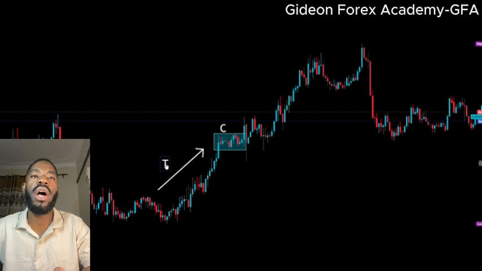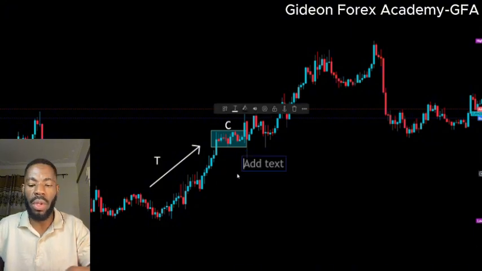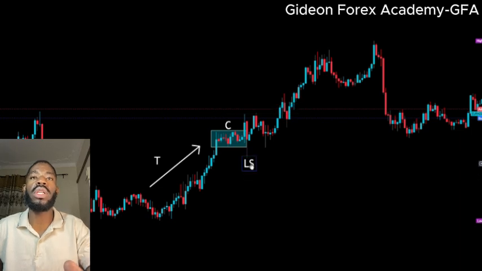So after you identify the trend, there is a consolidation that happens. This is the strategy. You have to train your eyes to see the trend, the consolidation, the liquidity sweep, and then after the liquidity sweep, you wait for the next candle to continue the trend. You can see this candle sweeps liquidity because most traders would have placed their buy orders right there after the breakout, and they are placing their stop losses right here or right here. And guess what? Their stop losses are hit. So the liquidity sweep happens right here.